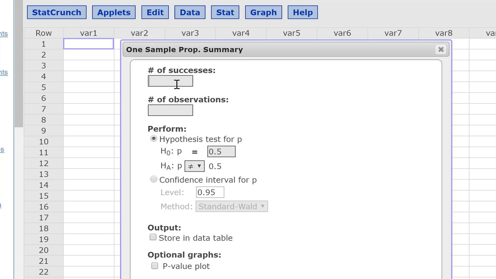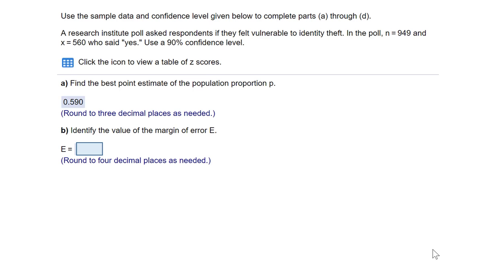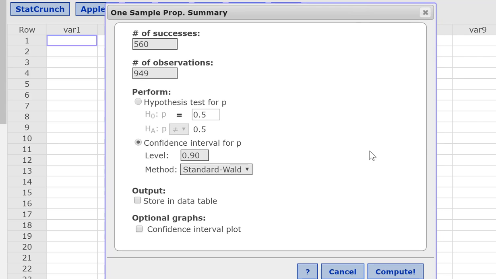Now the number of successes was 560, and the number of observations was 949. And I've forgotten the level of confidence. It says use a 90% confidence level, so we need to keep that in mind. I'm not running a hypothesis test. We'll do that in a subsequent lesson. I'm going to do confidence interval, and let's change this to 90. In this class, we're going to use the standard Wald confidence interval. In future classes, you may be using the other method. We'll leave everything else as is and press compute.